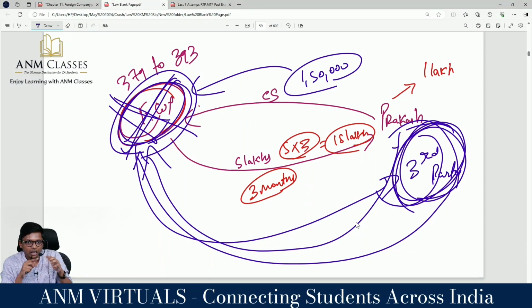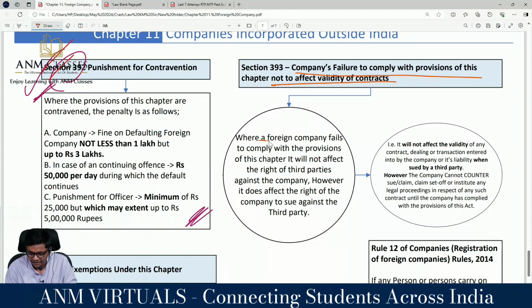But an unregistered foreign company cannot sue others. The beautiful logic behind this is, the court will tell, if you are not registered, you are invisible to my eyes. I can only see the other person who is Indian. Are you following, guys? Then the company will get scared. They will register. Are you following, guys? This is section 393. Look at this. Where a foreign company fails to comply with the provisions of this chapter, it will not affect the right of a third party against the company.